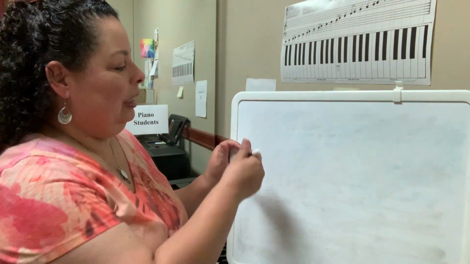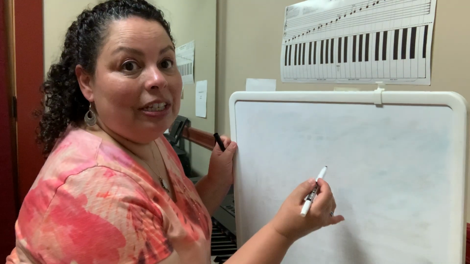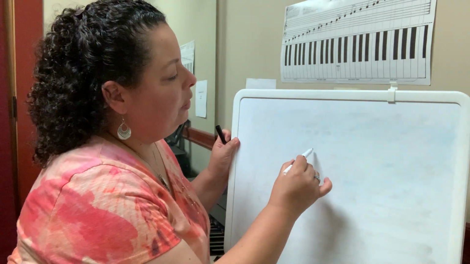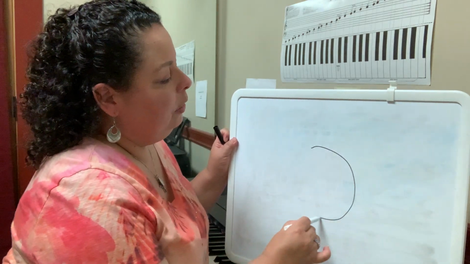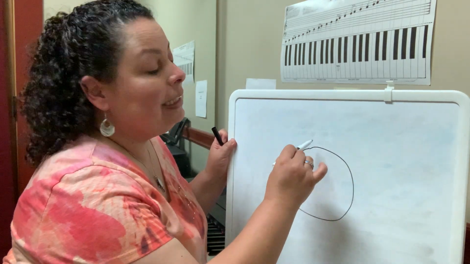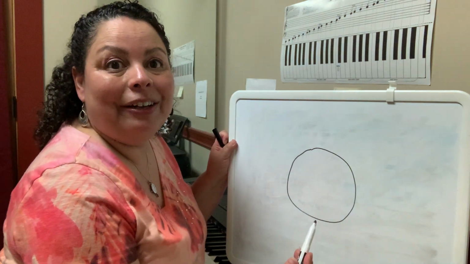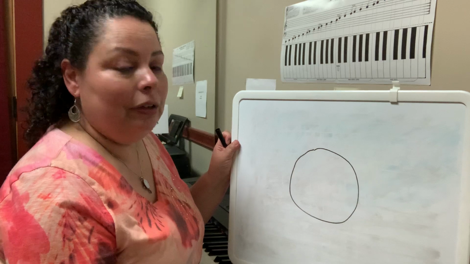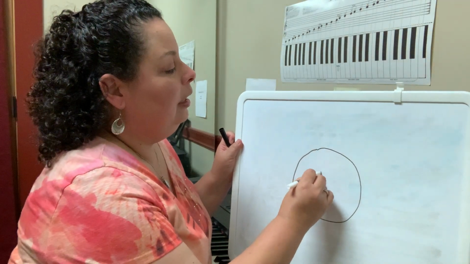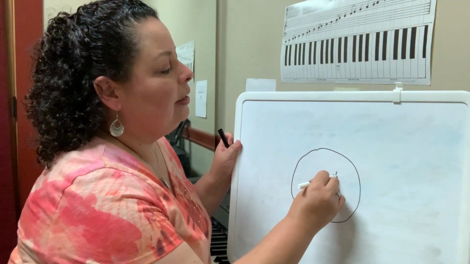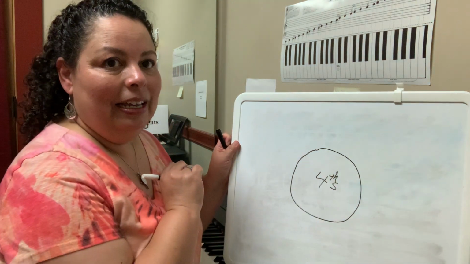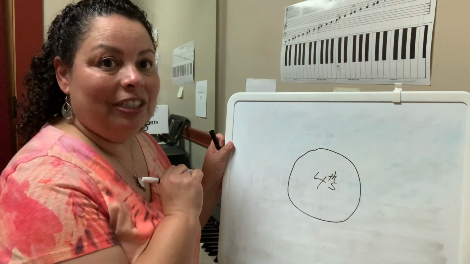And so it starts out with a circle. So I'm going to make this circle. The reason why it's a circle is because it comes around again and starts over and over. It's a pattern. All right, so I'm going to show you. This is called the circle of fourths. You'll see what I'm talking about in just a minute.